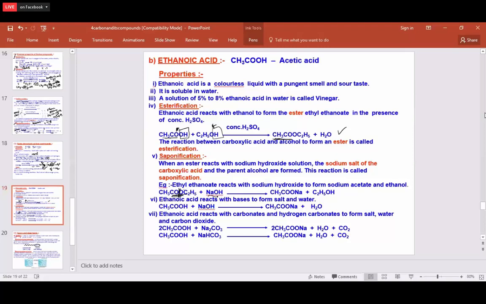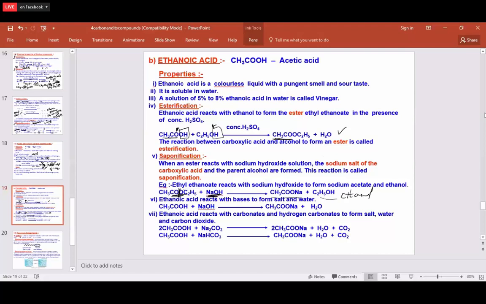So the ONa, we have to attach it with the CO group. So it forms CH3COONa and C2H5OH like this. So we are getting the ethanol as one of the products.